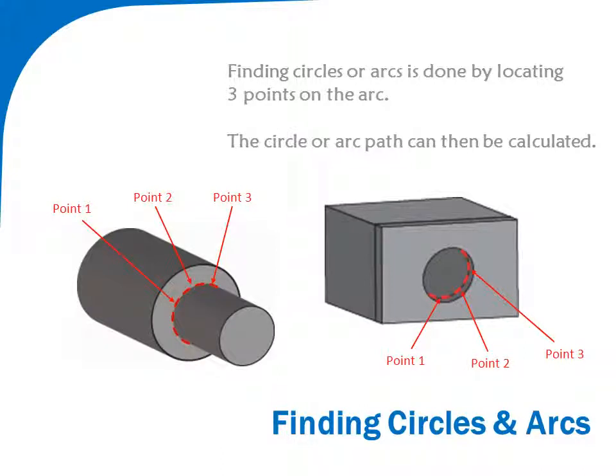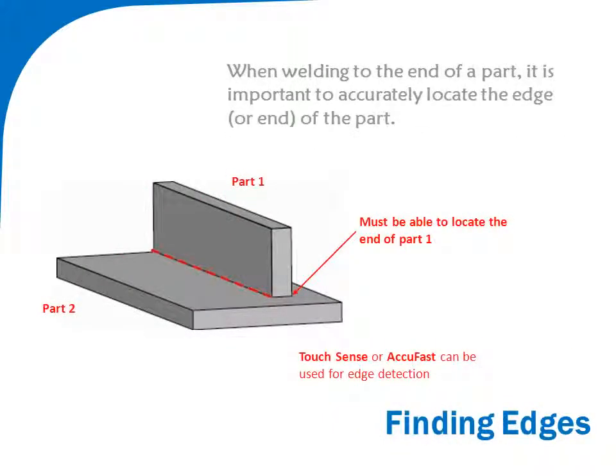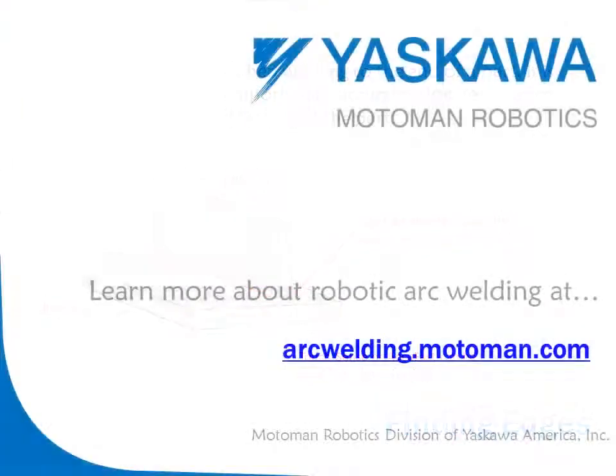Touch sensing and AccuFast find inside and outside circles and arcs. Macro job routines are provided to automatically detect three surface locations, then calculate the radii and center point offset. Seam finding flexibility can be enhanced by finding the edge or end of parts, or by searching multiple locations along an extended seam. Macro job routines are provided with touch sensing and AccuFast to detect edges. Seam finding tools can also be used for error proofing by detecting clamp positions or the presence of parts.